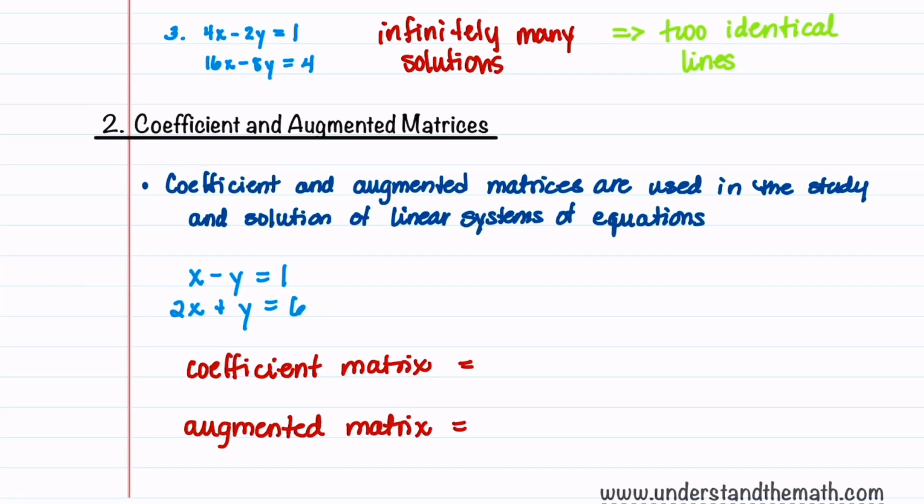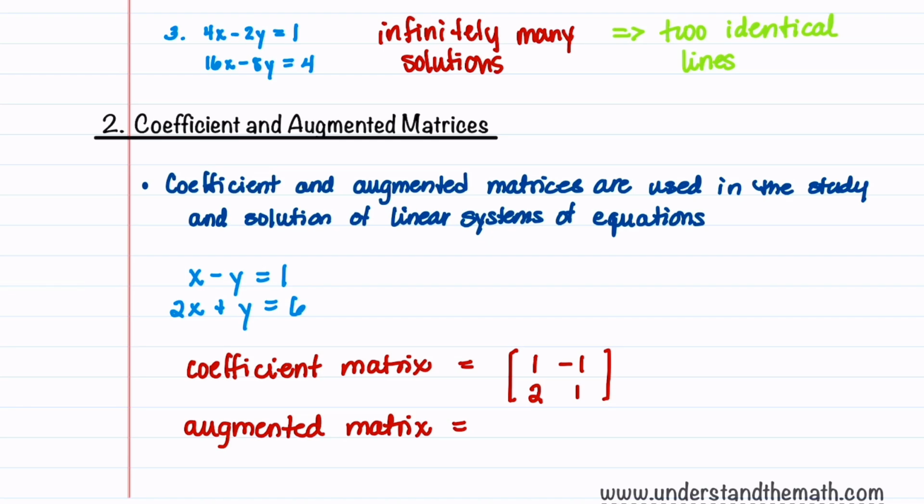When we use matrices to solve a linear system, we'll use either coefficient or augmented matrices. A coefficient matrix is a matrix that contains the coefficients of a linear system of equations. For this linear system of equations, the coefficient matrix looks like this. We have a 1 in front of the x, so we write that here, a -1 in front of the y, and then in the second equation, we have a 2 in front of the x and a 1 in front of the y. And that's our coefficient matrix.